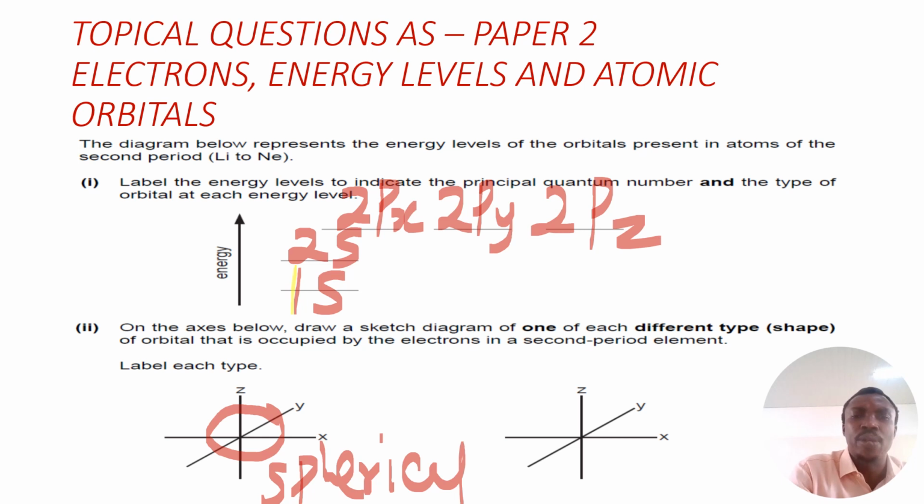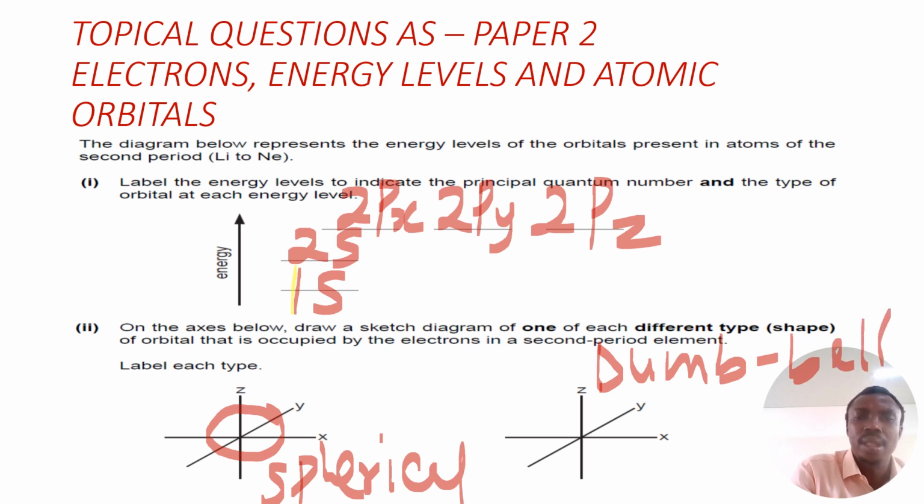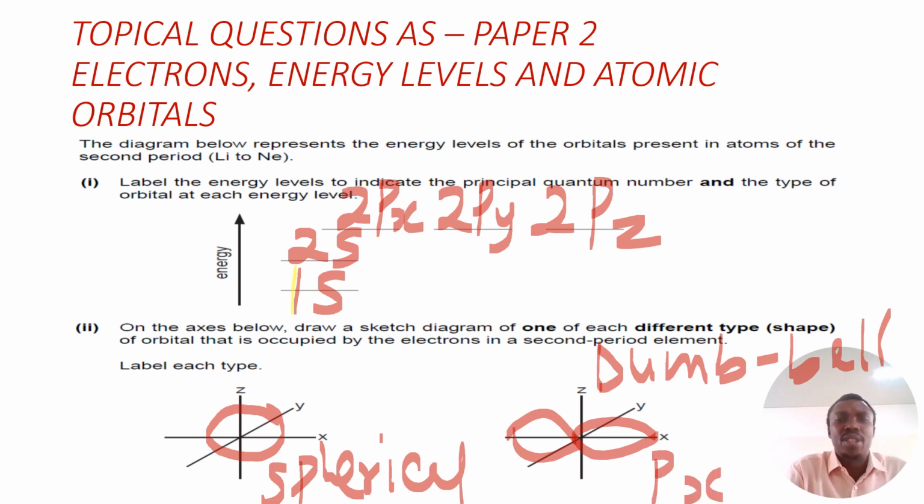Then the P subshell, which is dumbbell. So this is a dumbbell shape, which is Px. So as you can see, it's as simple as A, B, C. You have the spherical shape and the one that is dumbbell.